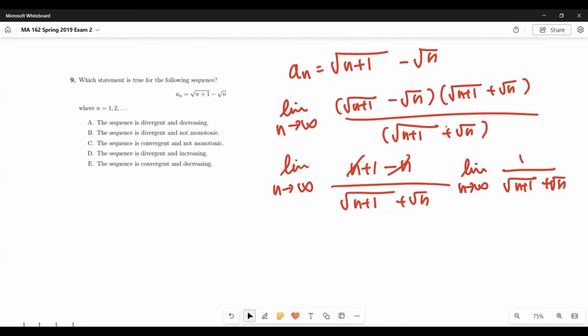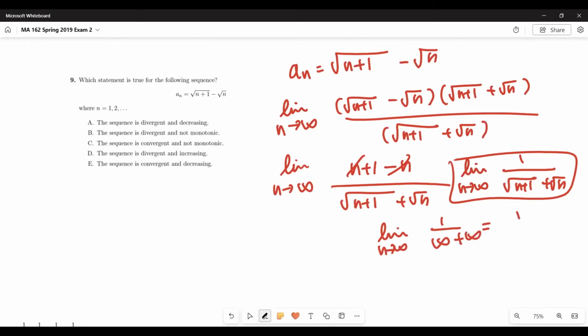So there we go. And then as n actually goes to infinity, this will be just 1 over infinity plus infinity. So 1 over infinity equals 0. So this is just going to 0. So it is convergent.